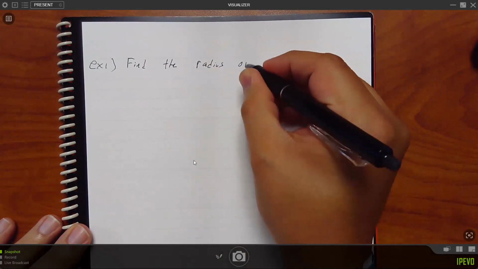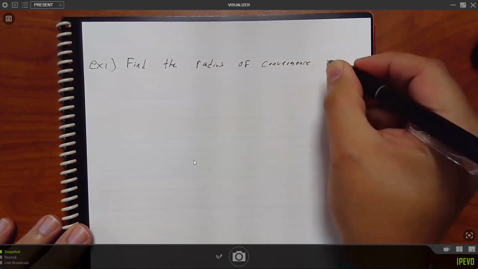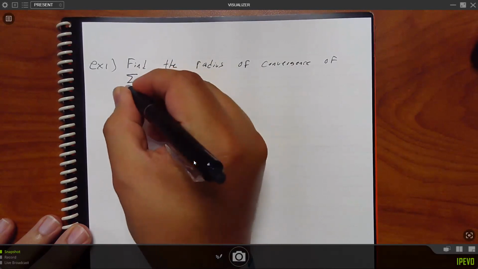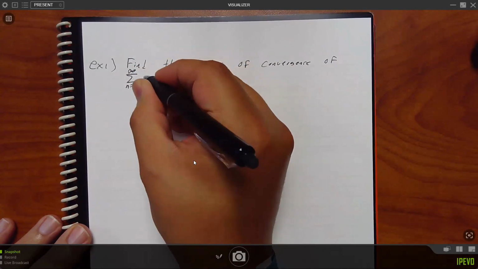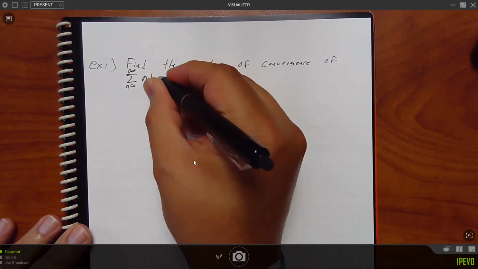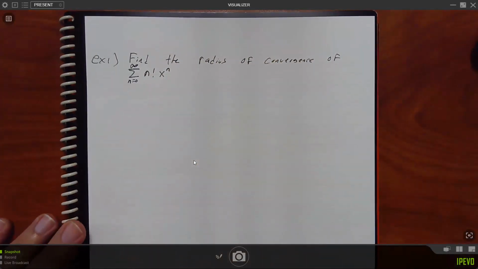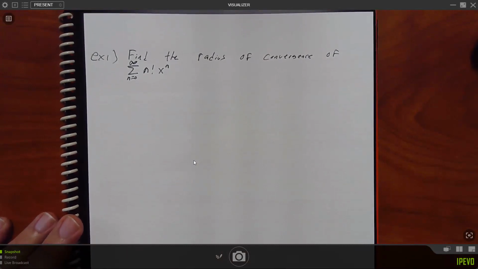Find the radius of convergence of the series, the sum of n factorial times x to the n. So this one is centered at 0, right? See how there's no x minus c? So c is 0 here.